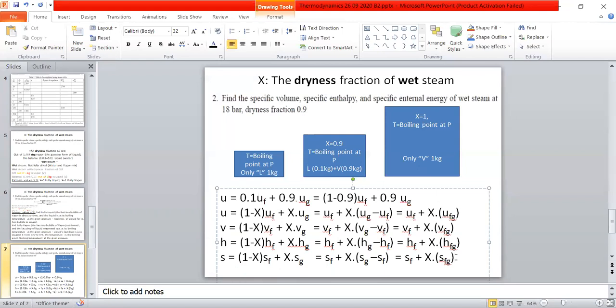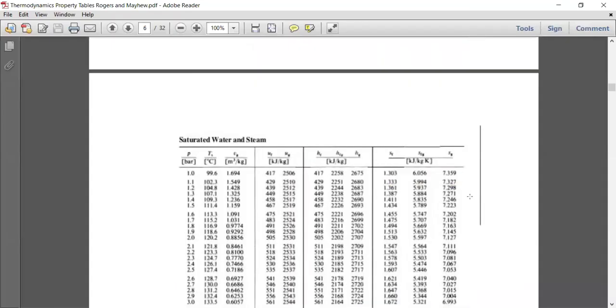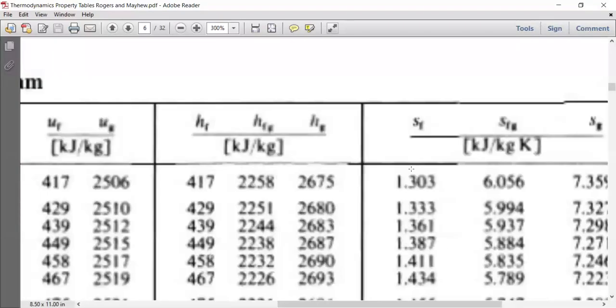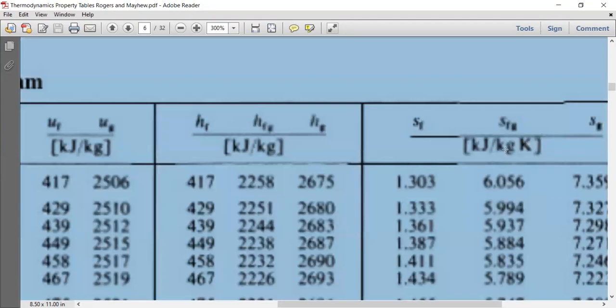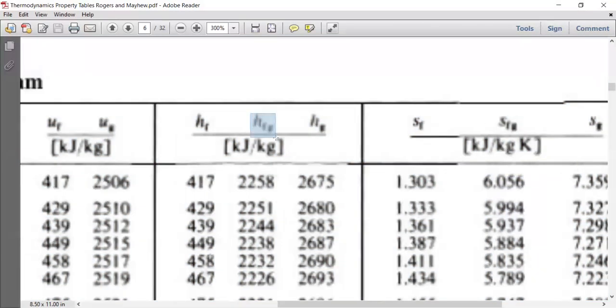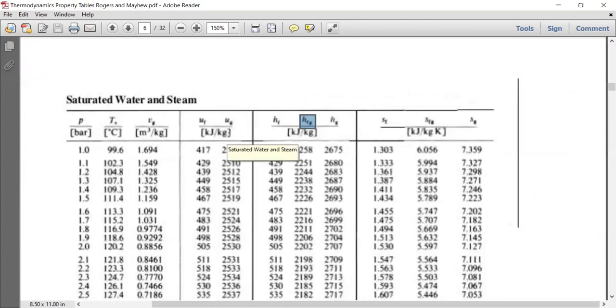Because of the convenience of this, if you look into your steam table, let me show you. Can you see SFG here? Yes, it's there. Can you see HFG here? Yes. So these are there because of this convenience. UFG is not there, but you can take it if you need it. Okay, so that's all for today.